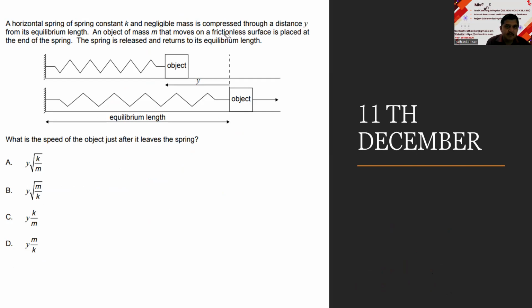An object of mass m that moves on a frictionless surface is placed at the end of the spring. The spring is released and returns to the equilibrium position. So it goes back to the equilibrium position. What is the speed of the object just after it leaves the spring?